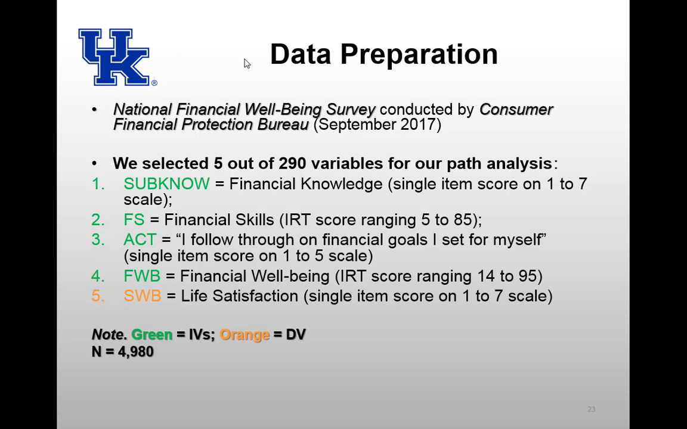It has 4,980 observations. Subnode is our financial knowledge, a single item score reported on a 1 to 7 Likert scale. Financial skills is already reported in the form of IRT scores, ranging from 5 to 85. ACT is a single item score on a 1 to 5 Likert scale. FWB is financial well-being, again reported in the form of IRT scores, ranging from 14 to 95. And SWB is life satisfaction, a single item score on a 1 to 7 Likert scale.